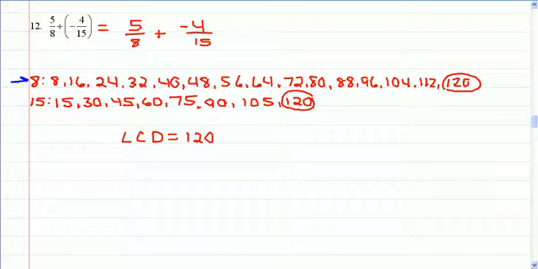So if I look at the list that has the multiples of 8, if I were to count all of these numbers, 120 would be the 15th number on this list. That means that I multiply 8 by 15 and its numerator by the same value. If I look at my list of the multiples of 15, 120 is the 8th number on the list. So I multiply the fraction that has 15 in the denominator by 8.